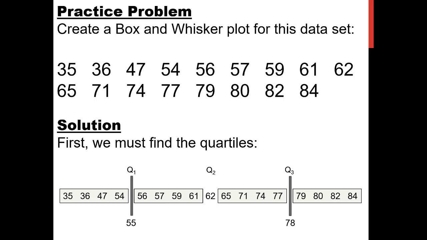Now we can draw our box and whisker plot. So we need a number line that stretches from 35 to 84.